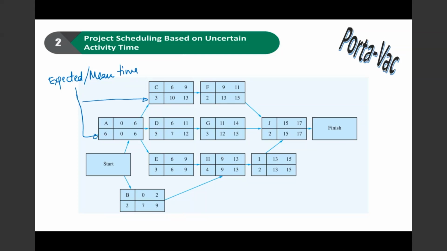So again, just like what you did previously, you conduct a forward pass as well as a backward pass in order for you to complete the network. So from here, we can see that this particular project on Portavac needs 17 weeks in order to complete the whole project.